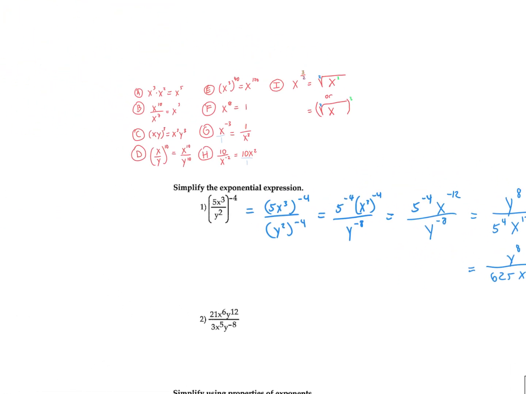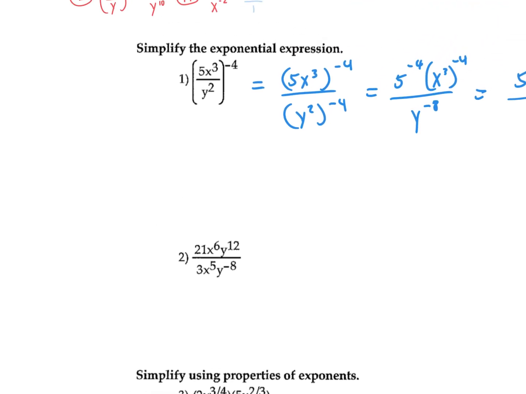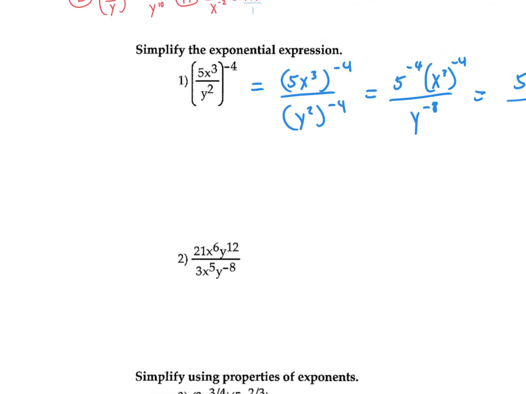Now, problem number 2 is a little different than problem number 1 because problem number 2 has x's over x's and y's over y's and numbers over numbers. That wasn't happening here. We had a number, but there was no number down here. We had an x, but there was no x down here. We had a y, but there was no y up here. So this is a slightly different situation.